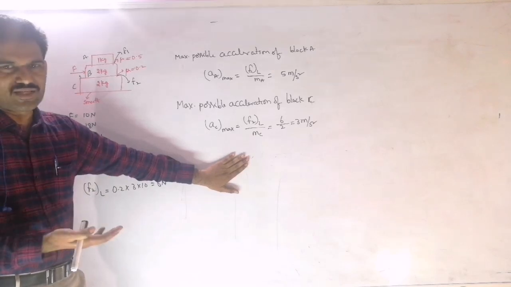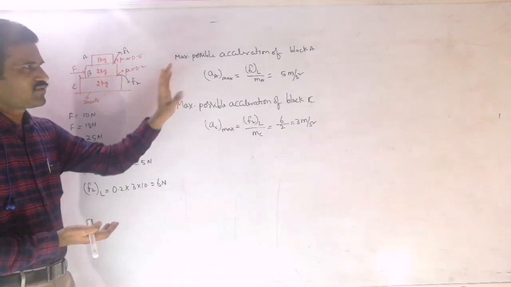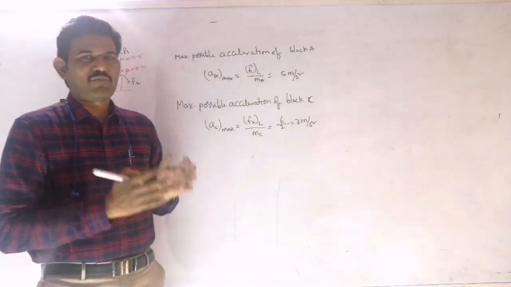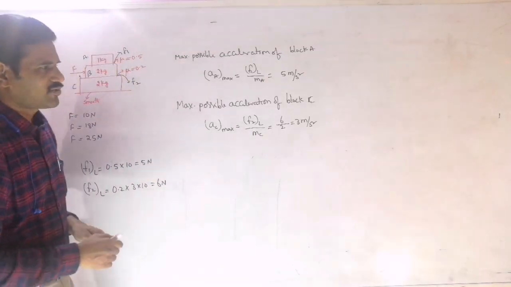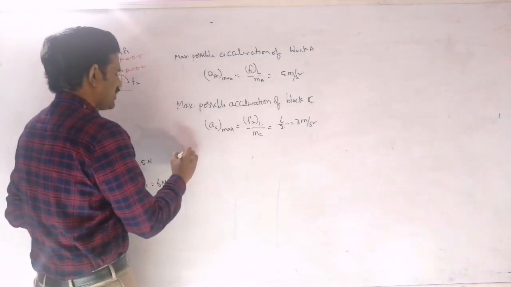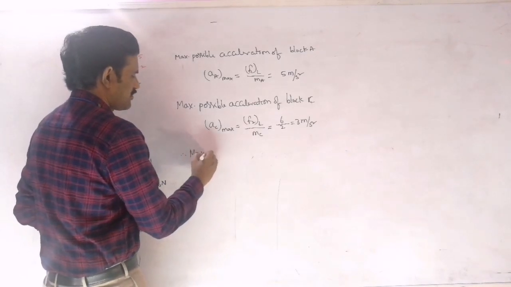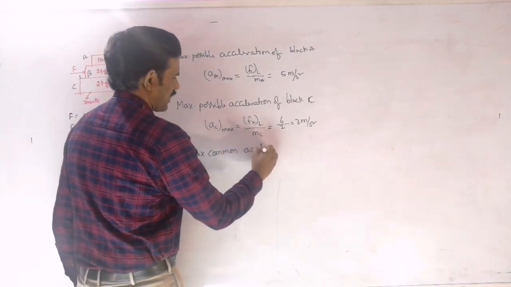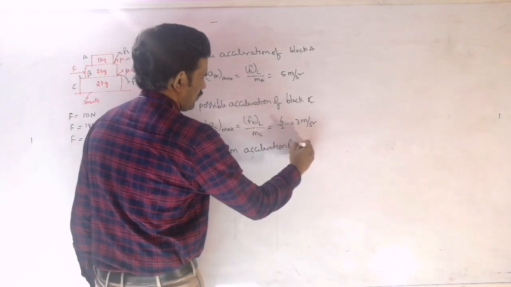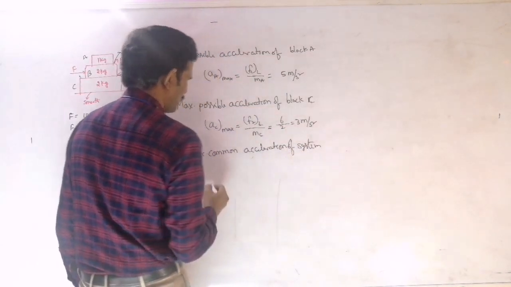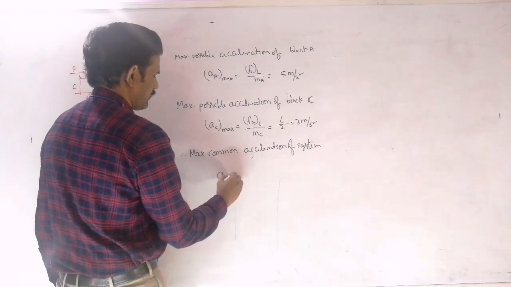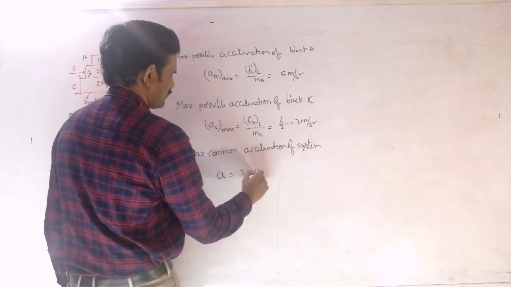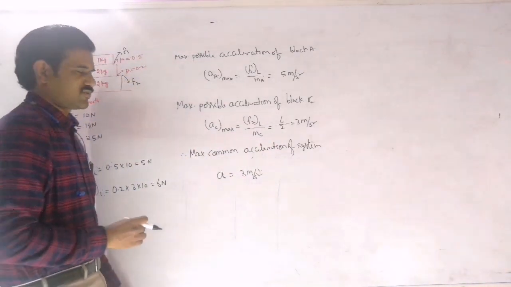If acceleration is more than 3, these two can move together up to that 5, but block C cannot get more than 3 meter per second square. So the maximum common acceleration we can conclude as 3. Therefore, the maximum common acceleration of the system is 3 meter per second square. Is it clear? The maximum common acceleration of the system.